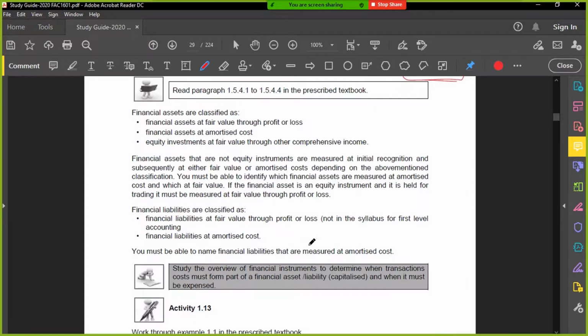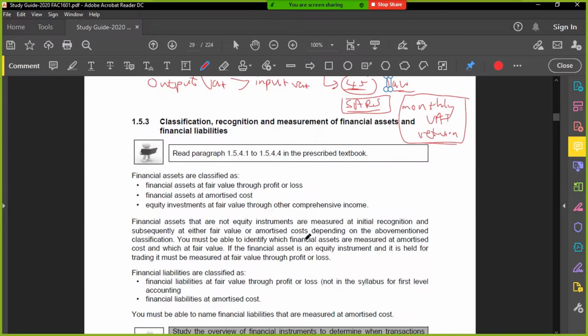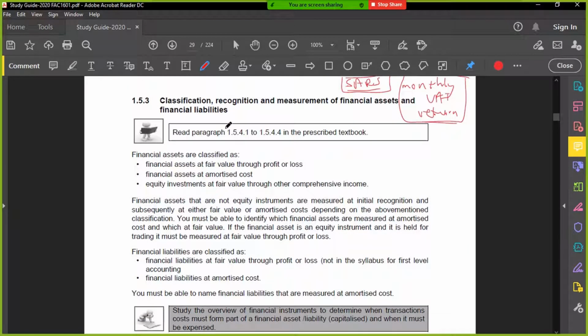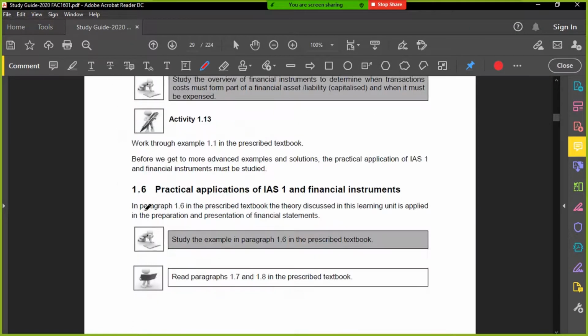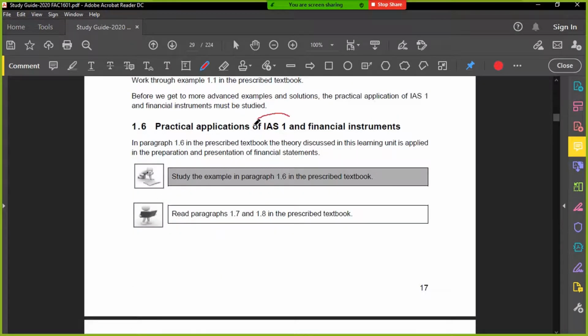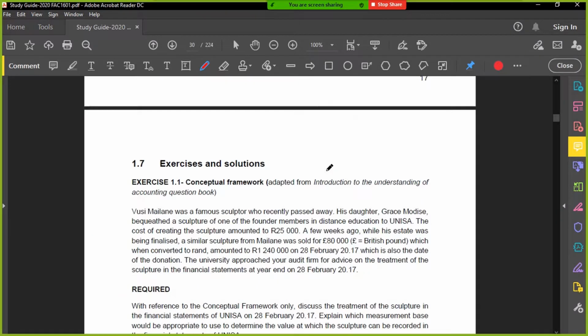Can we quickly go through this and see if there's anything else? I don't want to start a long question, but I just want to see what else they've given you here. Is that all right? No problem. Classification, recognition, measurement. We saw that earlier. This is defining those assets and liabilities. You've got it there, and you've got it there. Practical application of IAS 1 here. Now we're looking at disclosure. So there should be questions coming up soon.